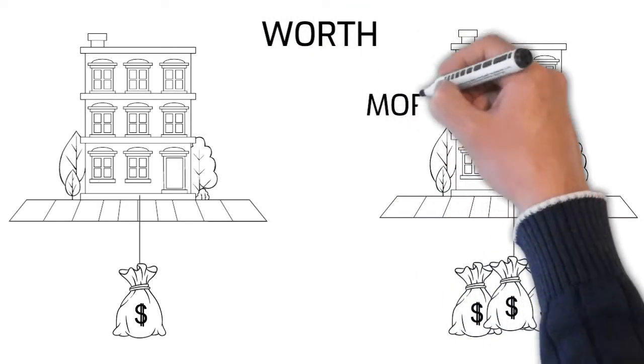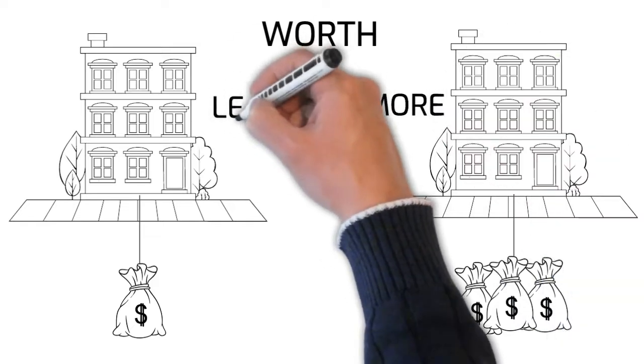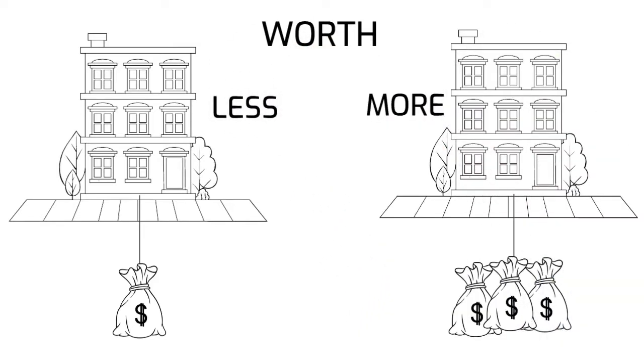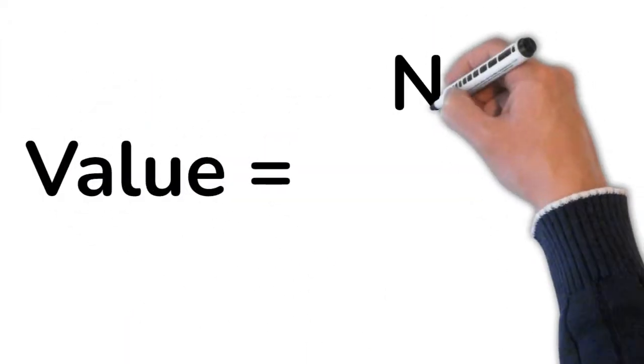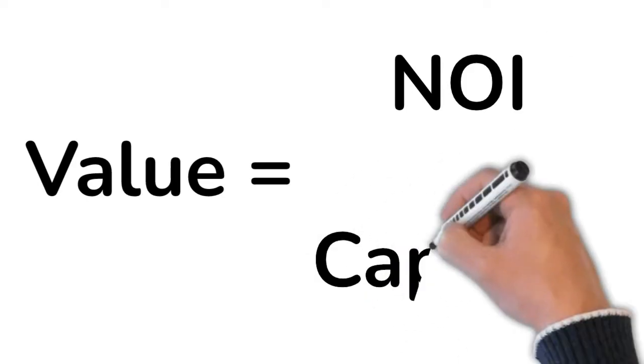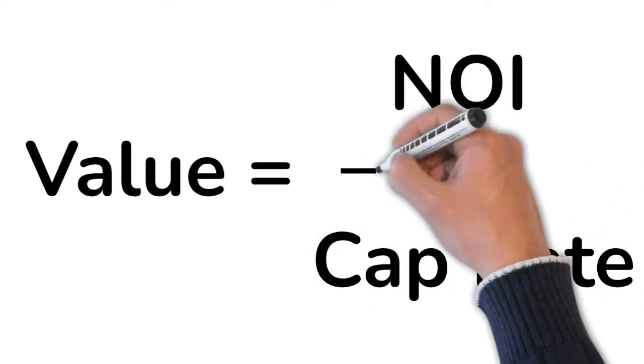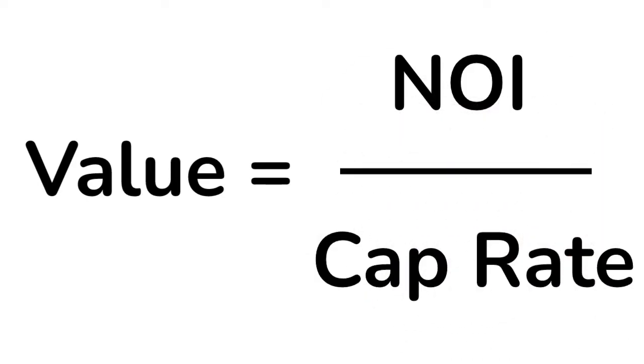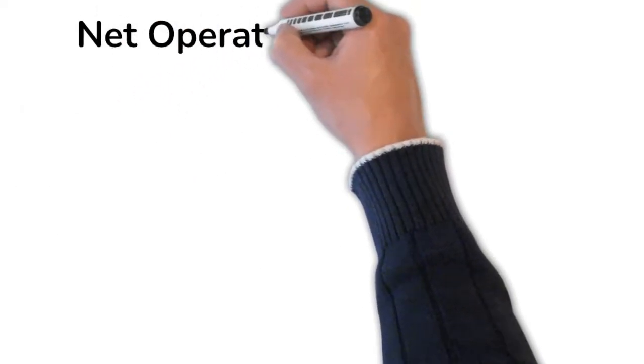But because an apartment building is not just a building, but also a business, the property that brings home more cheddar is valued higher. This is called the income approach and is the primary way commercial real estate is valued. In this approach, the value is determined by taking the net operating income and dividing it by the capitalization rate, or cap rate. Okay, time for some definitions.